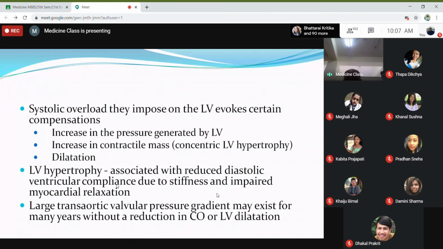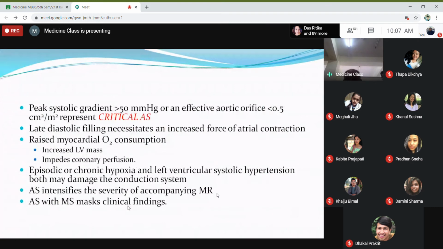This will then produce some compensations, such as increasing the pressure generated by the LV, thus increasing the mass of the left ventricle, causing LV hypertrophy or dilatation. So, the patient will have a reduction of cardiac output later on, and the patient will develop the symptoms. If the aortic orifice is less than 0.5, then we call that a critical aortic stenosis.